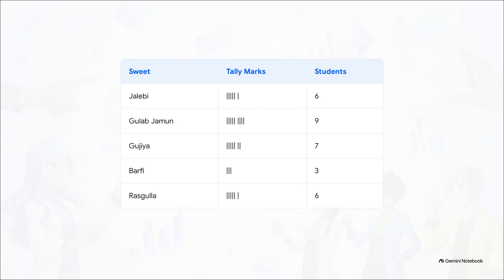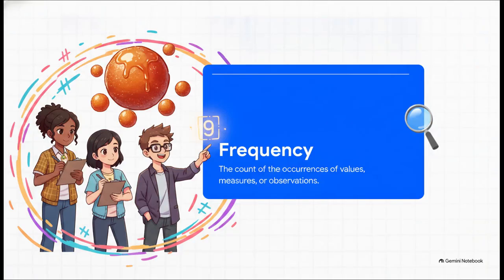And notice how these tally marks work, because it's super clever. For every student who wanted a specific sweet, he drew a straight vertical line. But as soon as he hit the 5th student for that sweet, he drew a diagonal line right across the first 4. This visually groups the choices into neat little bundles of 5. It makes counting up the final total incredibly fast. You literally just count by 5s. 5, 10, 15.